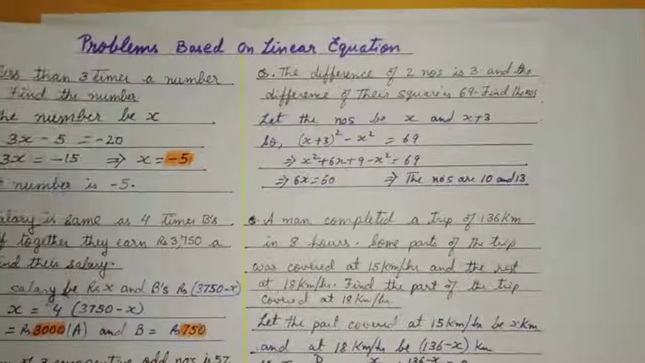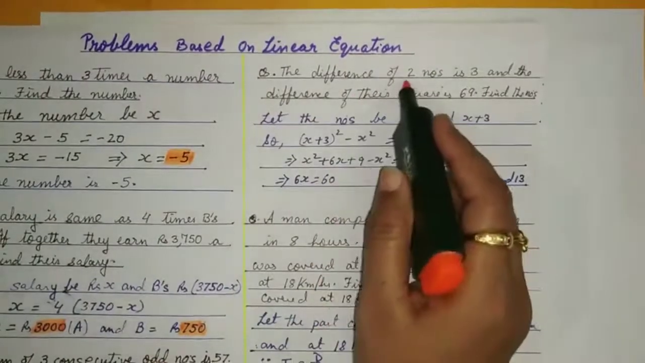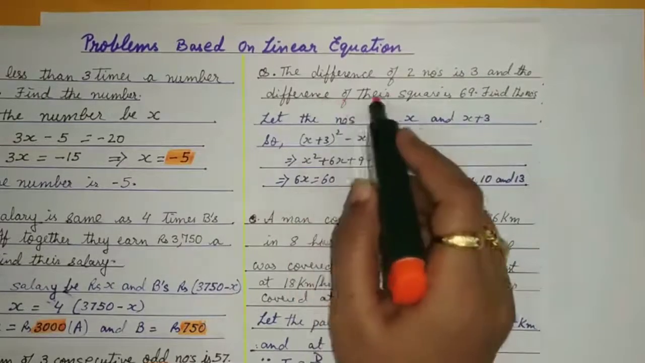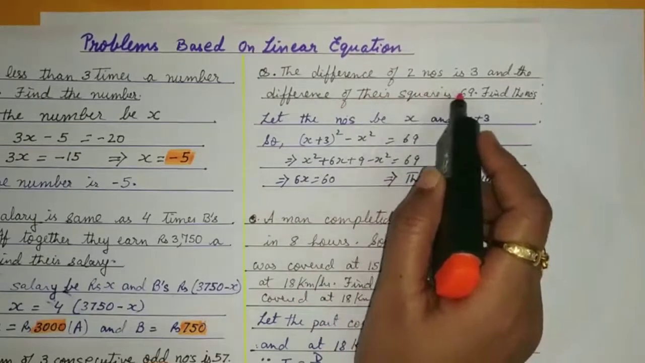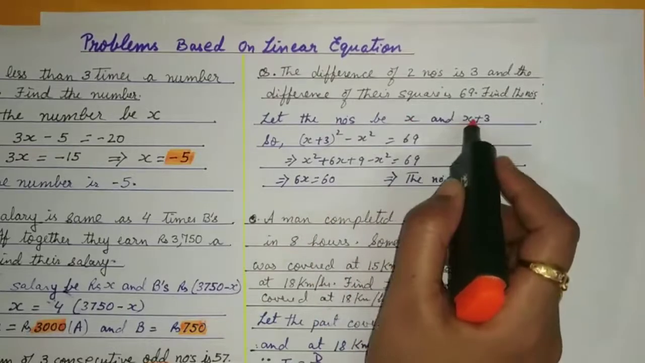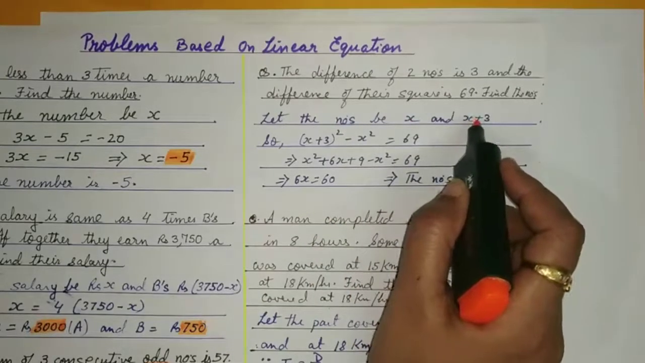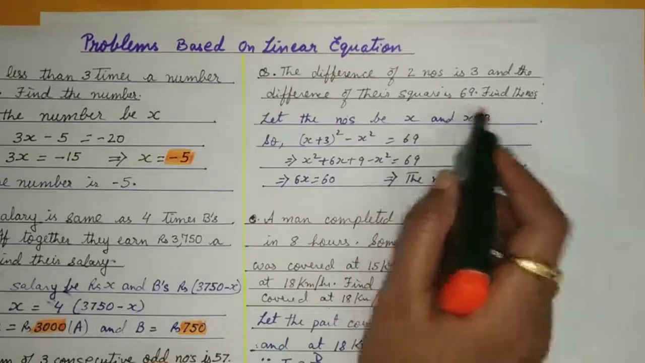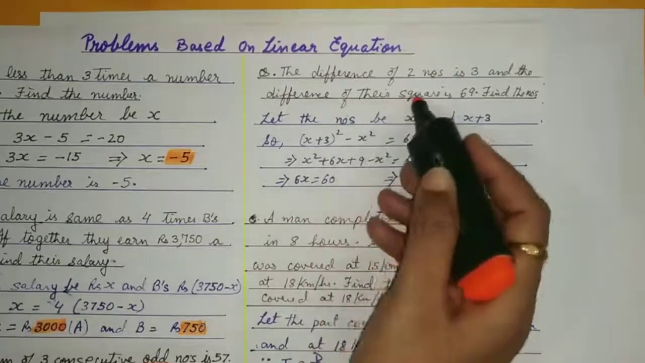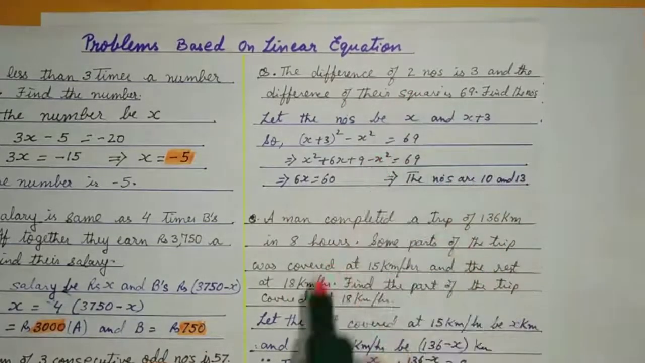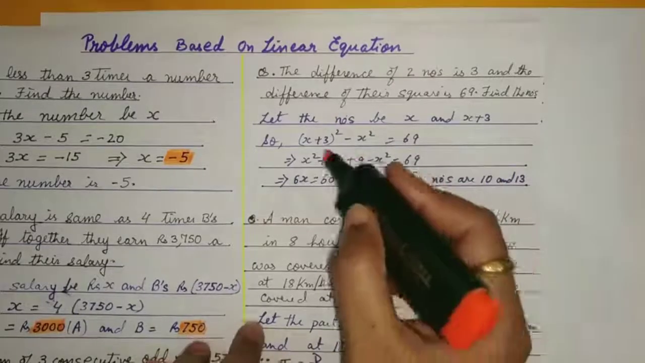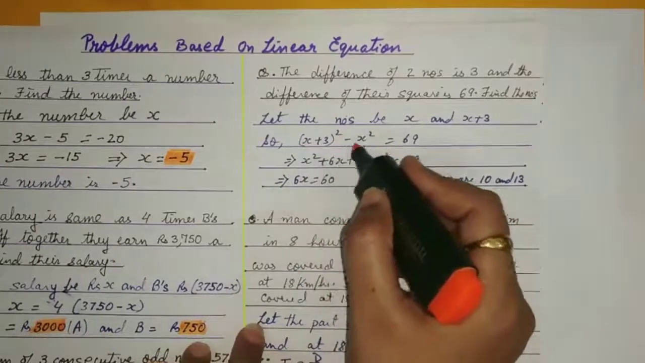Next question. The difference of 2 numbers is 3 and the difference of their squares is 69. Suppose we assume one number as x, the other number can be x plus 3. It can be even x minus 3. Any one you can assume. But while finding the difference between their squares, it should always be the square of the greater number minus the square of the smaller number. So x plus 3 whole square minus x square.